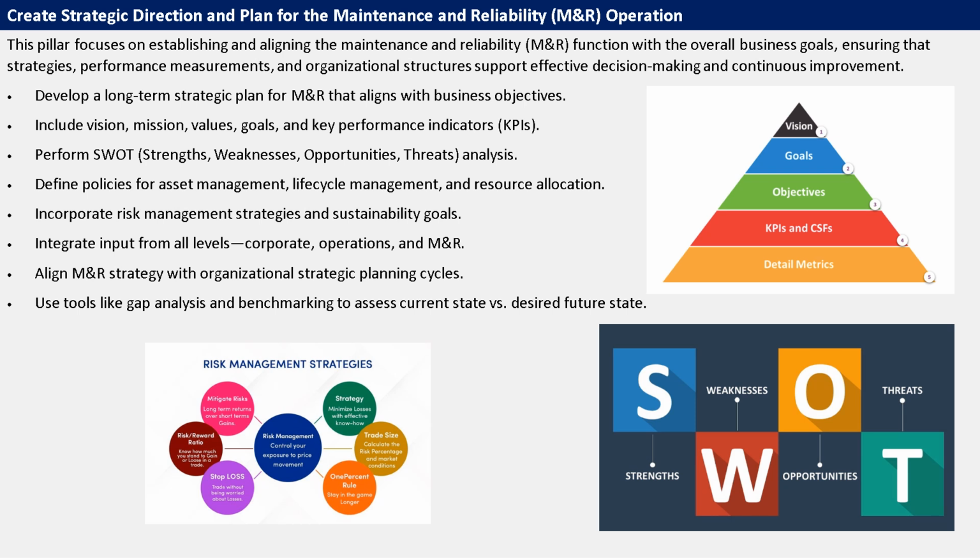Create strategic direction and plan for the maintenance and reliability (M&R) operation. Develop a comprehensive, long-term strategic plan for M&R that directly supports the organization's overall business objectives. Define and document the vision, mission, core values, goals, and key performance indicators (KPIs) specific to the M&R function.